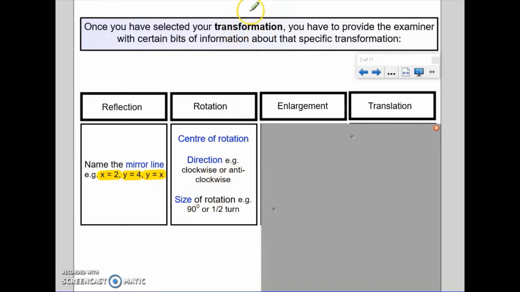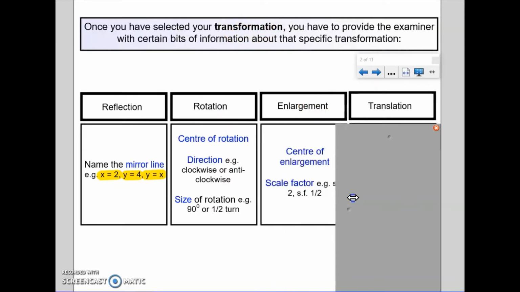If you decide that the transformation is an enlargement, what the examiner would expect to see is that you've highlighted the center of enlargement and you've also explained what the scale factor is. So you may be dealing with a scale factor of 2 or the scale factor of 1/2 or even a scale factor of -3, something like that. So if you decide the transformation is an enlargement, you're giving an extra 2 bits of information, center of enlargement and an appropriate scale factor.